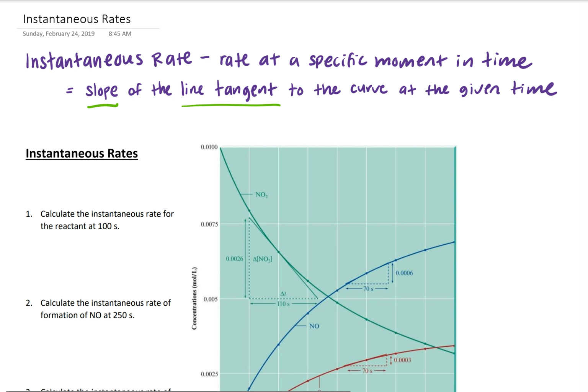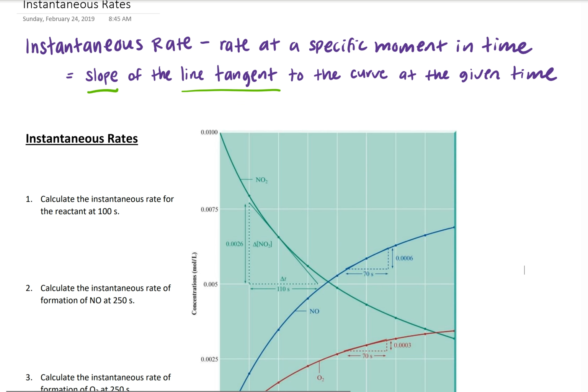Initially, it's very high because you have a lot of reactant particles, but over time it's going to slow down because you have fewer and fewer reactant particles to collide and cause a reaction to occur. So we have this thing called instantaneous rates, which is if we took a snapshot of a given reaction at a given moment in time, what would the rate of the reaction be at that time? It is the rate at a specific moment in time, and graphically, it will be equal to the slope of the line tangent to the curve at the given time.